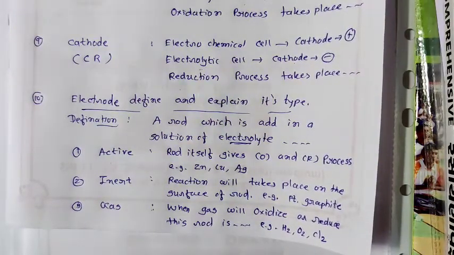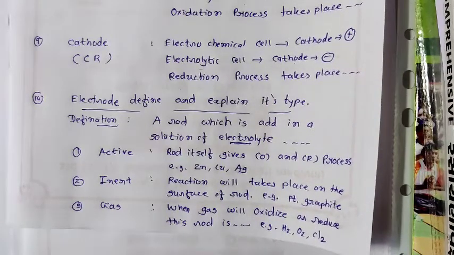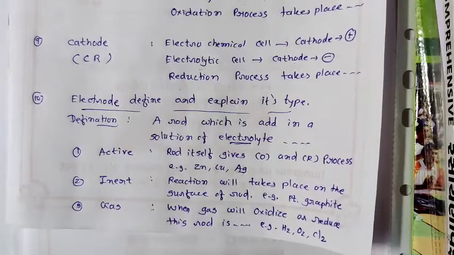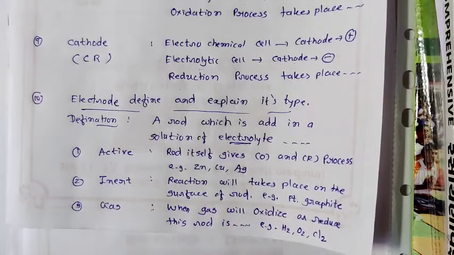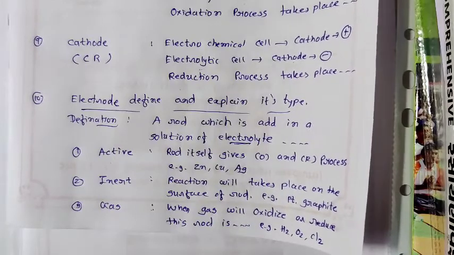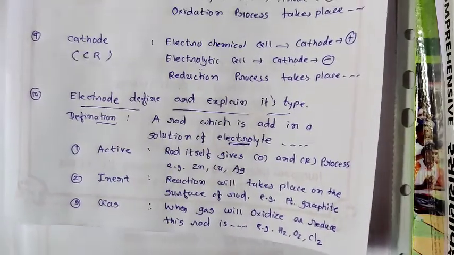So mainly there are three types of electrode: active, inert and gas. When the rod itself undergoes oxidation and reduction, this type of rod is known as an active rod. When the reaction takes place on the surface area of the rod, it is an inert electrode. And next important point, when a gas will oxidize and reduce, this rod is known as a gas electrode. Okay, these are the important definitions of this chapter.